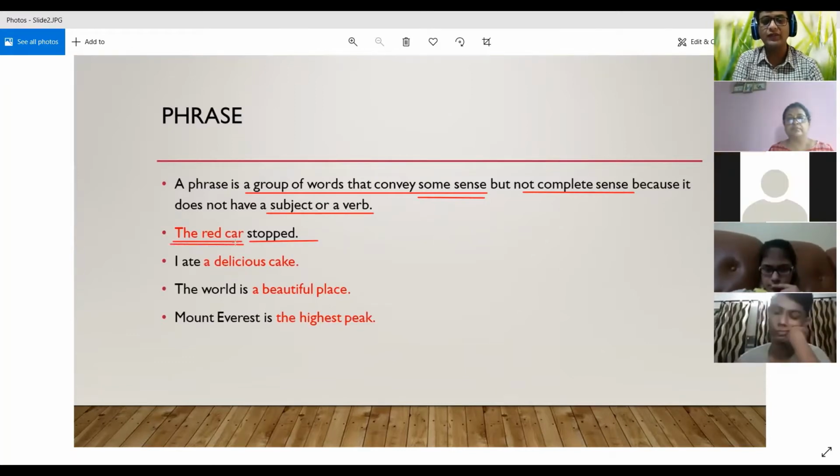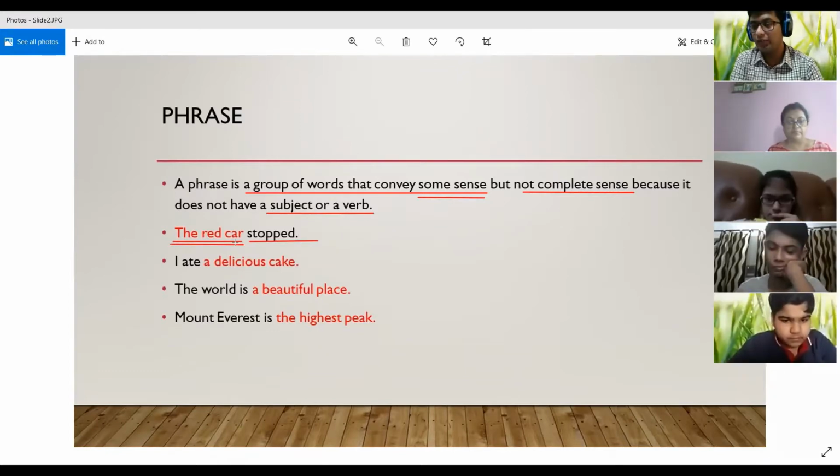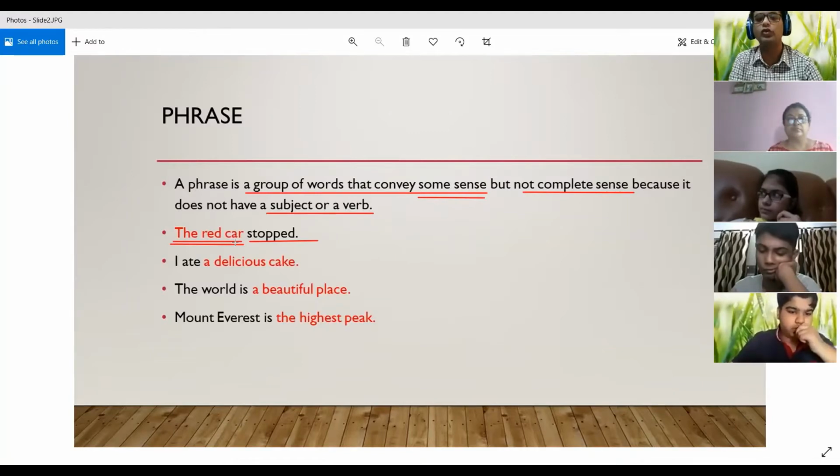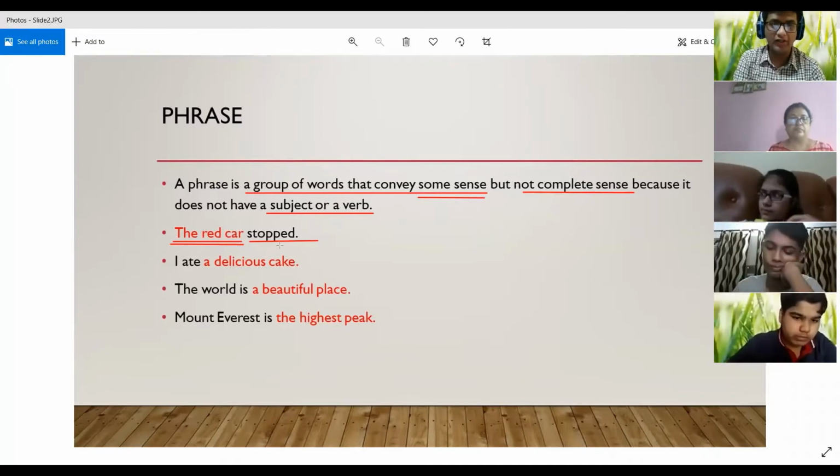So now if you see the red car, which is a phrase in this sentence, you will find if we just say the red car, it won't give us a complete sense. It will be incomplete. We know that the person is talking about some red car, but what red car, what is it doing? We just don't know anything, right? So all these phrases, they give us partial meaning.